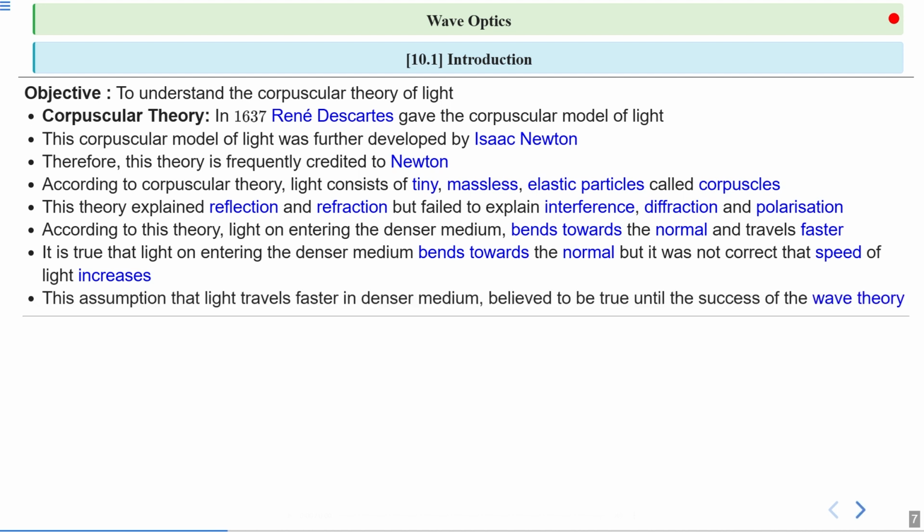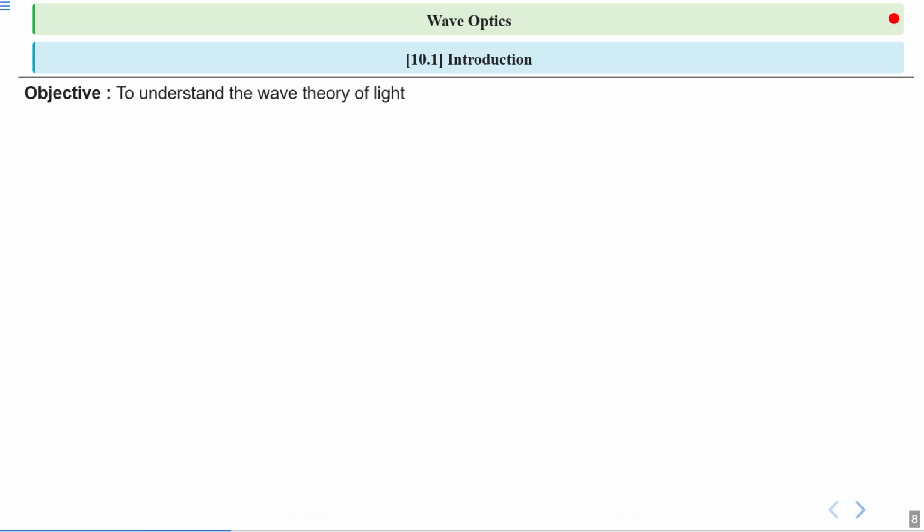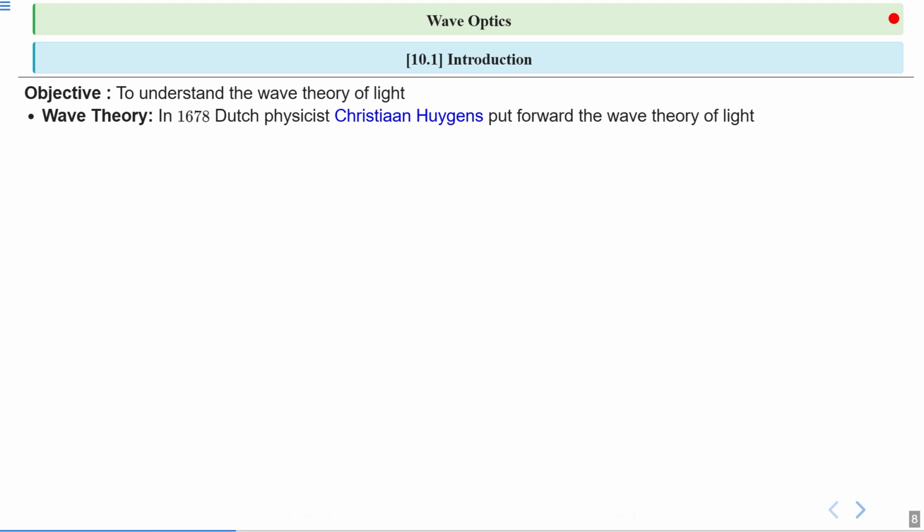The assumption that light travels faster in a denser medium persisted until the wave theory gained acceptance. This transition marked a significant shift in our understanding of light's nature. Here our objective is to delve into the wave theory of light. This theory is crucial for understanding how light behaves as a wave, which is fundamental to the field of wave optics.